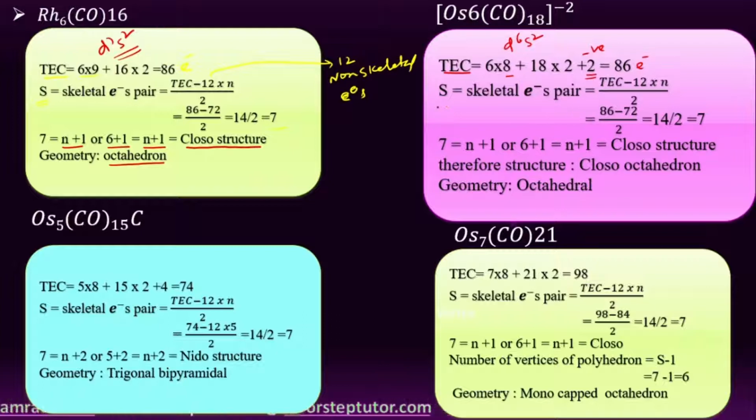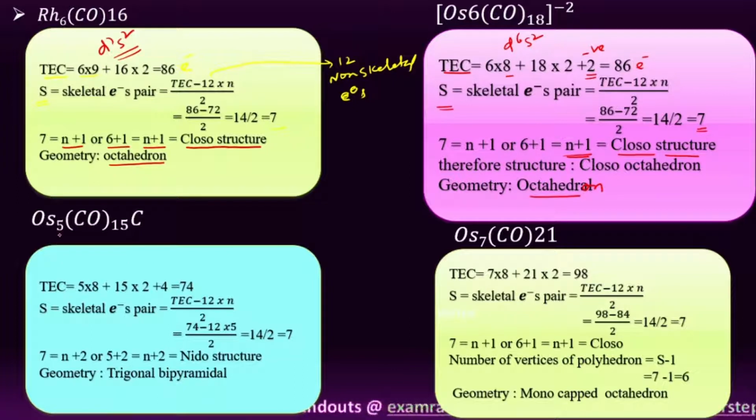So the skeletal electron pairs is equal to (total electron count minus 12 into n) divided by 2. Please remember the formula. So (86 minus 72) by 2 gives 7 pairs. Therefore 7 is equal to n plus 1, or 6 plus 1, so it satisfies the n plus 1 rule. Then the structure is a closo structure, right? Therefore it is a closo octahedron, octahedron geometry. Clear student? Right. Next we will move to another example.